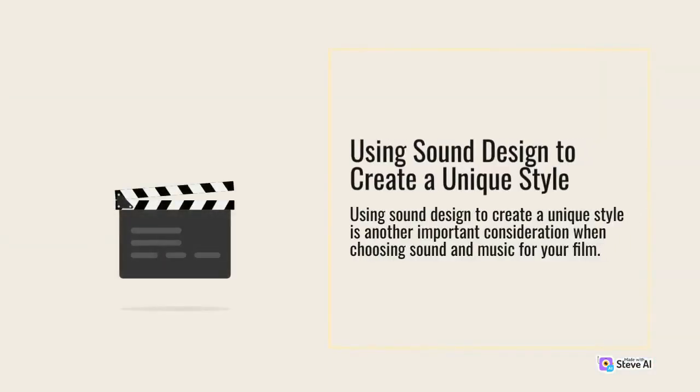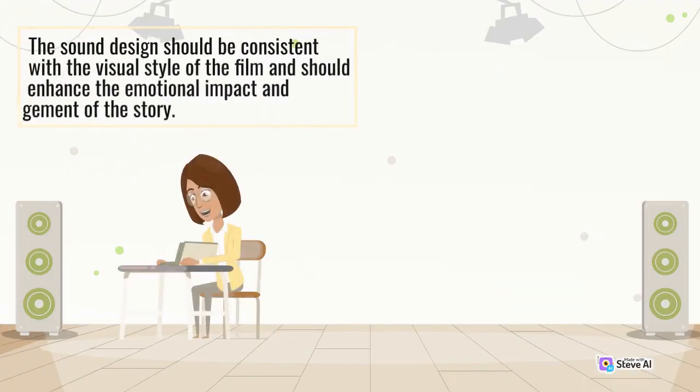Using sound design to create a unique style is another important consideration when choosing sound and music for your film. The sound design should be consistent with the visual style of the film and should enhance the emotional impact and engagement of the story.